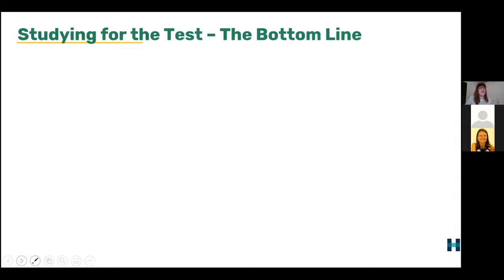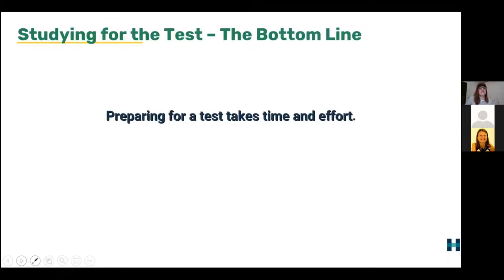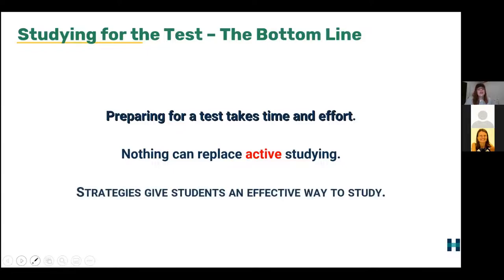So the bottom line with studying for a test is it takes time, but do it in segmented times. It takes effort, but do it with active effort. And there's nothing that can replace that active studying. And they are effective ways. So you can take less time because it's effective time, but it does take time.